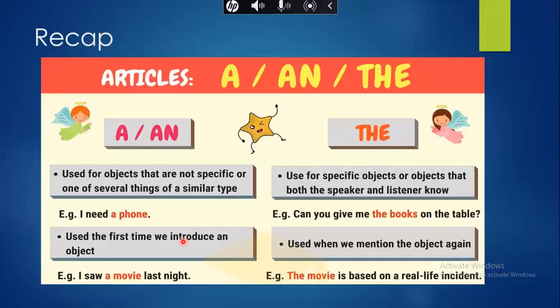Now let's have the recap of the articles. The articles consist of 3 parts: a, an, and the. A and an are the indefinite articles, whereas the is the definite article. A and an are used for objects that are not specific, or one of several things of a similar type, like I need a phone. Use them the first time you introduce an object, like I saw a movie last night. While the is used for specific objects, or objects that both the speaker and the listener know. Example, can you give me the book on the table? Also used when we mention the object again. For example, the movie is based on a real life incident.